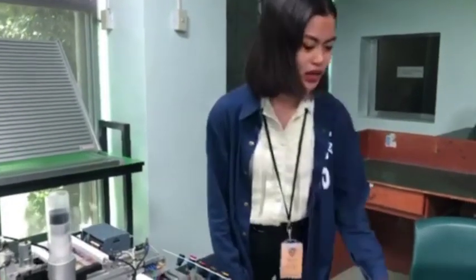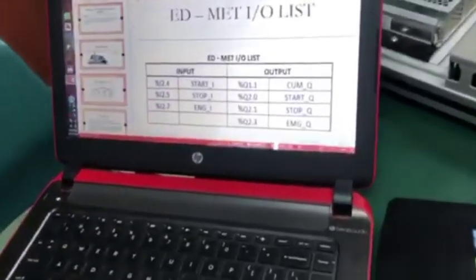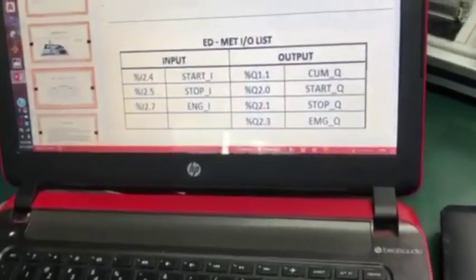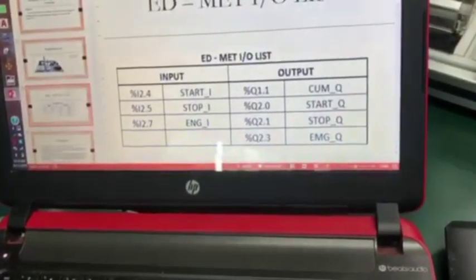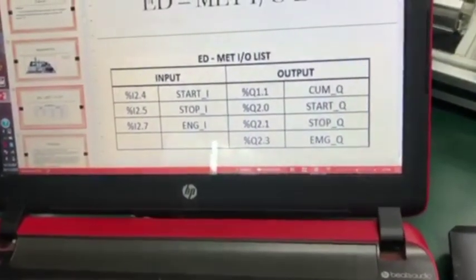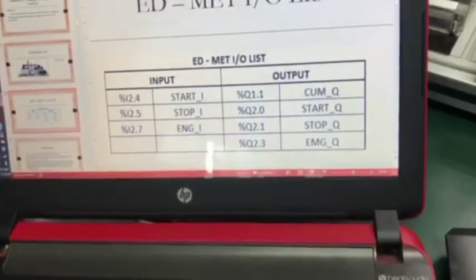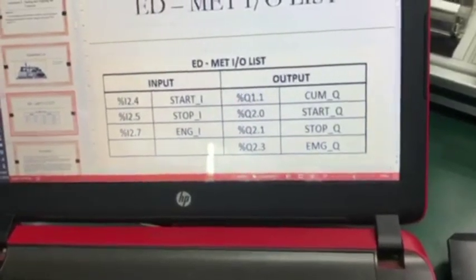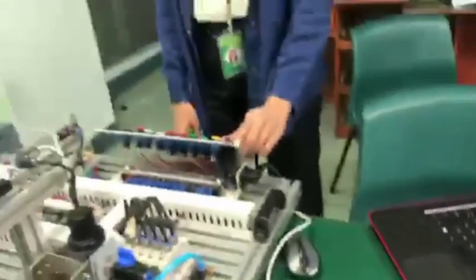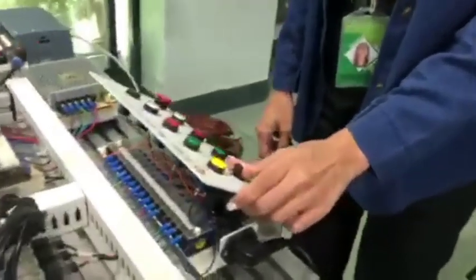Good morning, I'm Joline Consignado, and I'm here to present our Laboratory number 2, entitled Starting and Stopping the Conveyor. We use this I/O list. For the input, we use I2.4, I2.5, and I2.7. And for the output, we use Q1.1 for the conveyor, Q2.0, Q2.1, and Q2.3. And now, let's start. First, turn on the power.